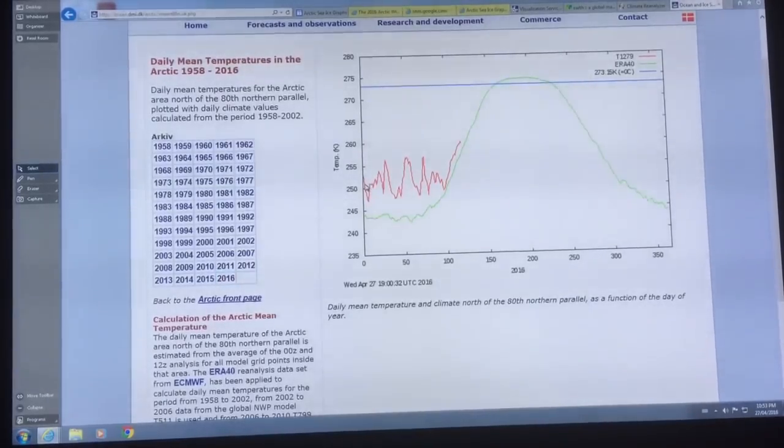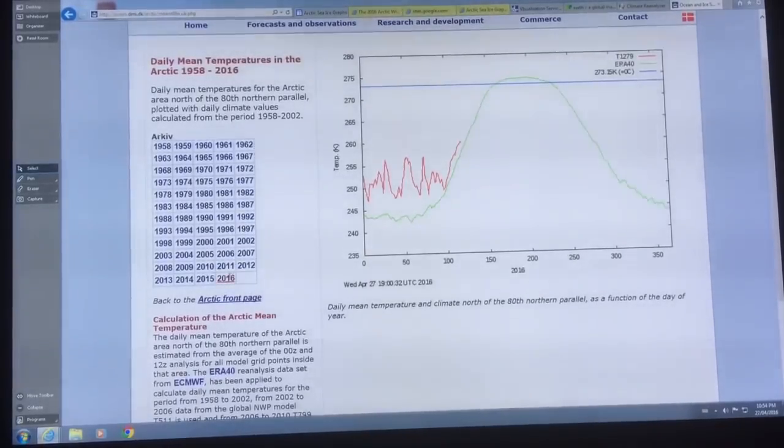So if we look at the temperature here, the average temperature might be 243 Kelvin versus 252, so it's almost 10 degrees Celsius warmer. And that's all of this year. And we're still climbing here.